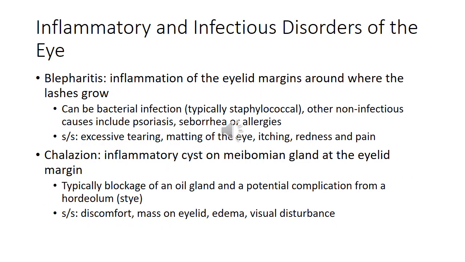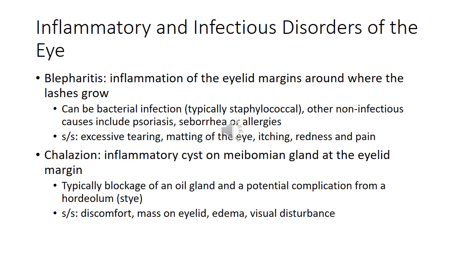Inflammatory and infectious disorders of the eye include blepharitis, inflammation of the eyelid margins around where the lashes grow, and this can be a bacterial infection, typically staph. Sometimes it can be caused by psoriasis or allergies. Signs and symptoms include excessive tearing, matting of the eye, itching, redness, and pain.